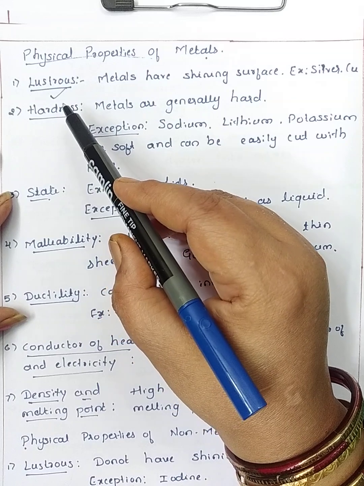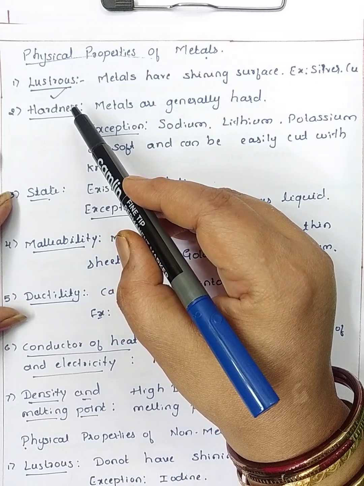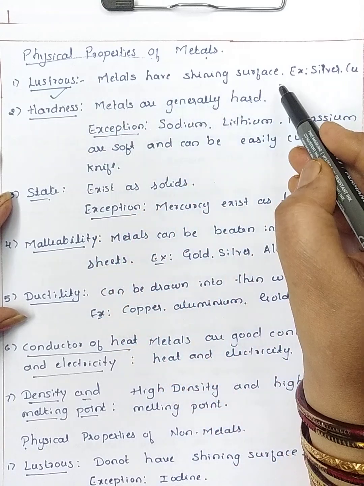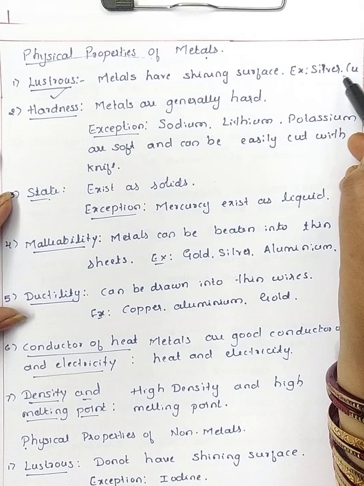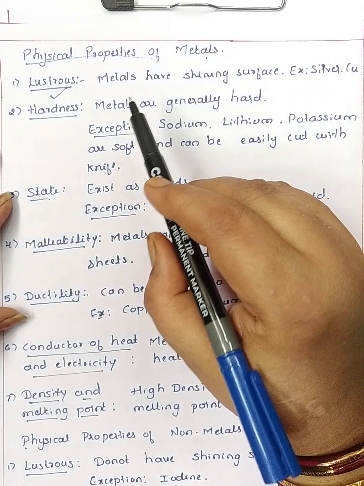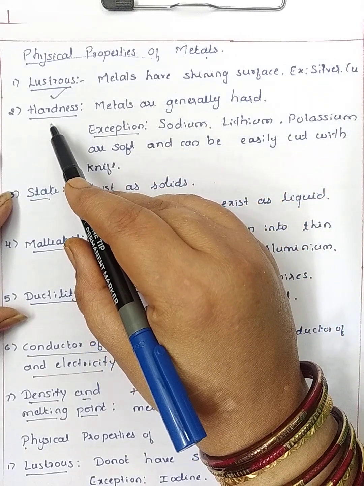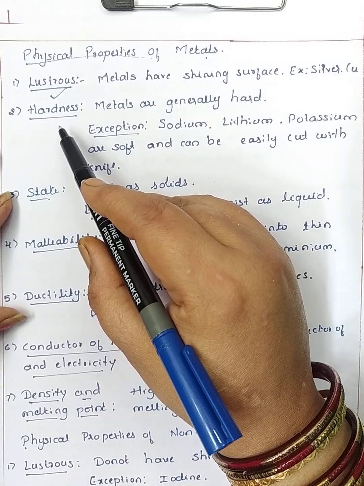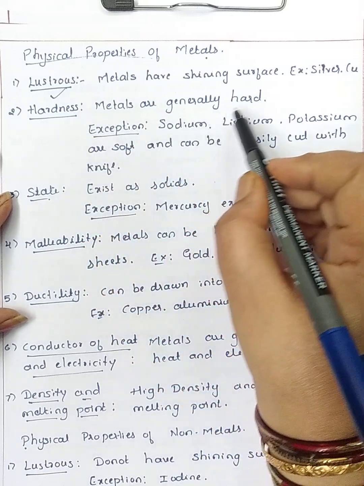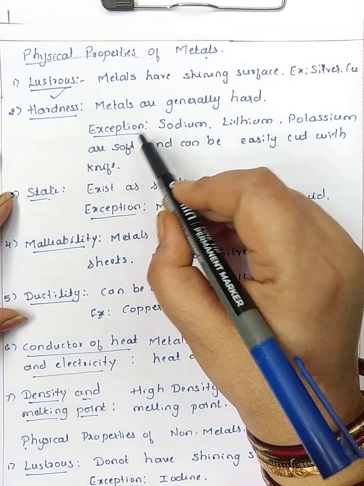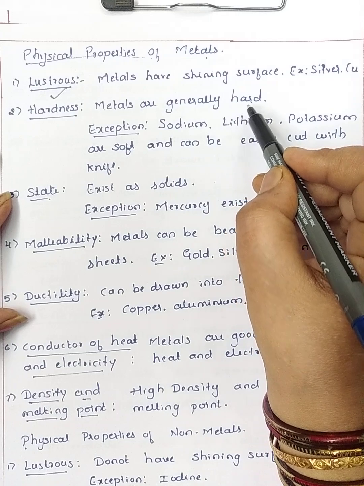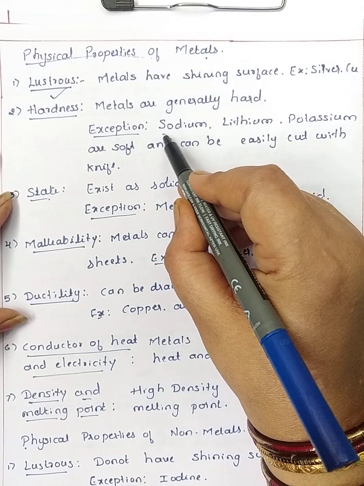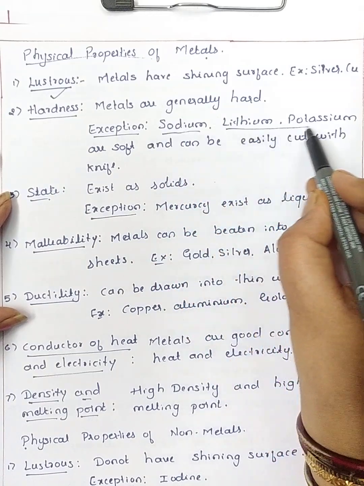Lustrous means when we see the metals, they look shining. So metals have a shining surface, for example silver, gold, copper. The next physical property is hardness. Already you know metals are hard in nature. Generally all are hard, but there are some exception cases of metals which are soft in nature. Sodium is one, then lithium and potassium.